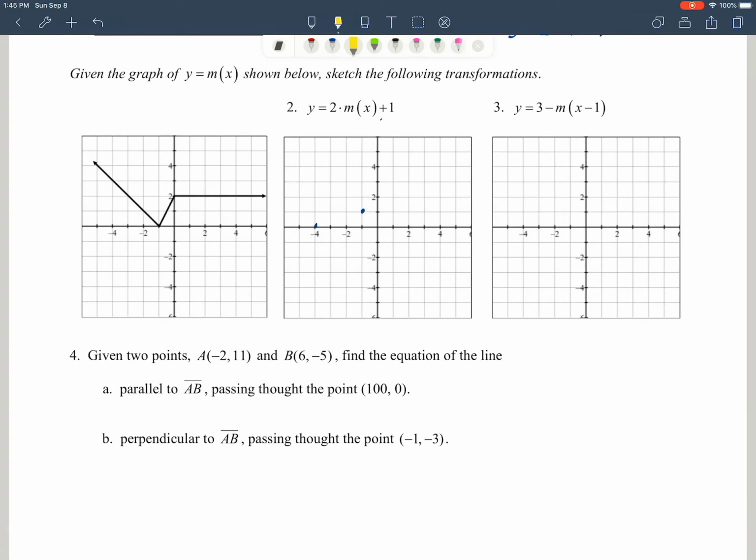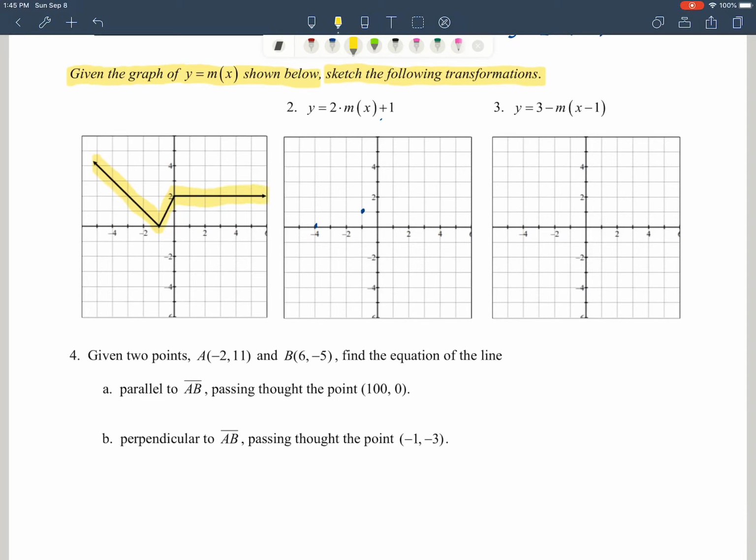All right, we're going to look at problems 2 and 3 from the review. The directions state, given the graph of y equals m of x shown below, sketch the following transformations. So our original graph, y is equal to m of x, you'll see that that's on our graph over here on the left side.